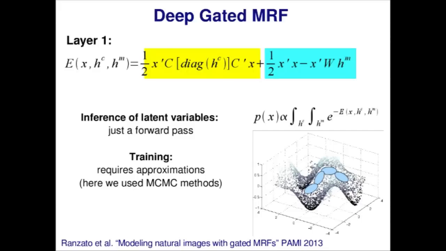However, training is very tricky and very expensive. If you want to learn a proper density function, you need to normalize it, which means that p of x, in order to be well defined, has to have a normalization constant, which is an integral over the input space x. It turns out that that's intractable, and so we need to resort to some approximations, and here we use MCMC methods. These make things tractable, but still very expensive.